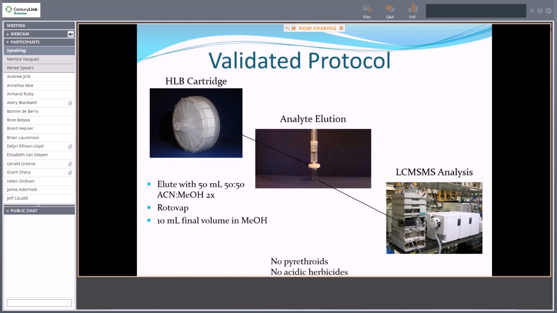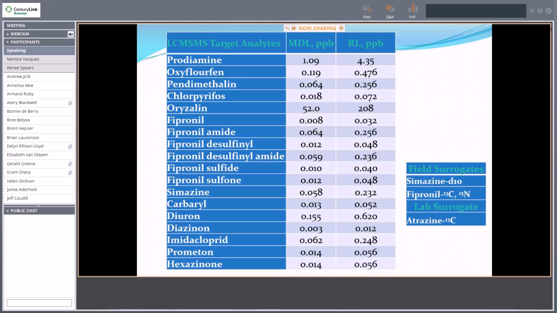And again, this validated protocol did not include the pyrethroids. We did not include the acidic herbicides for the reasons I mentioned previously. We didn't get good recoveries. And then we also had to drop malathion because we couldn't reach that 70% mark repeatedly. So this is ultimately the summary of the validated extraction protocol that we settled on.